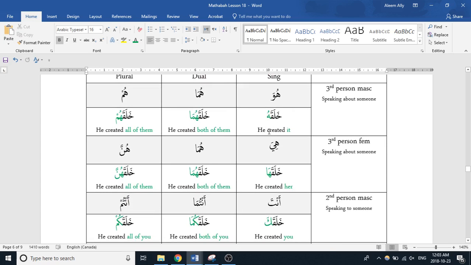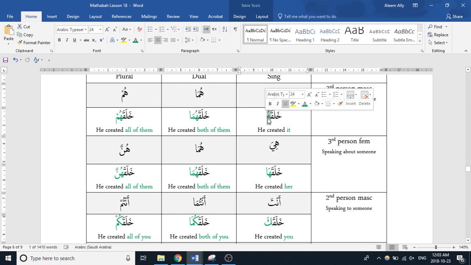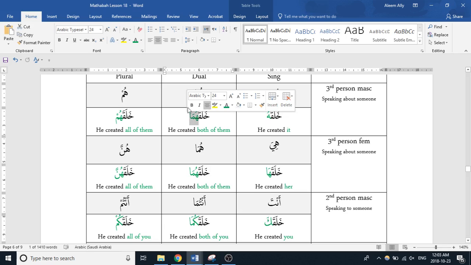خَلَقَهُ means he created it. This is going to be our maf'ul, this pronoun that's attached. خَلَقَهُمَا, he created both of them. That's our maf'ul. It's just an attached pronoun literally attaching itself onto a verb, and it's becoming the maf'ul. The verb is now acting on it, transferring that action to it, making it the object.